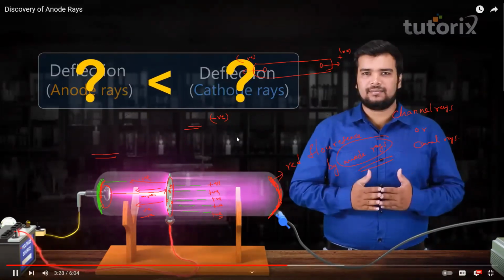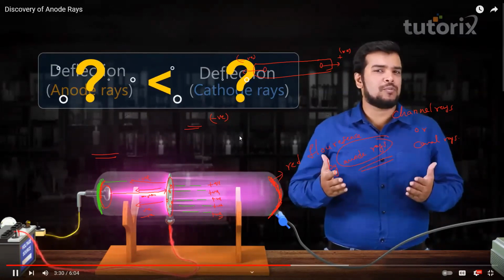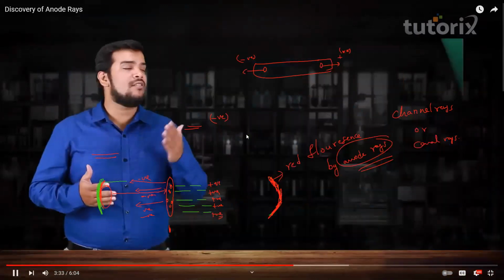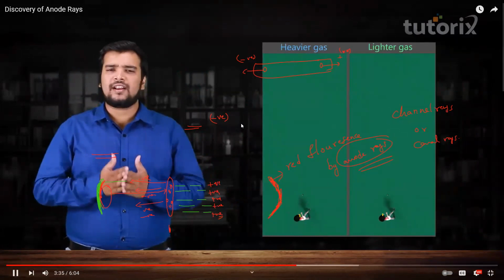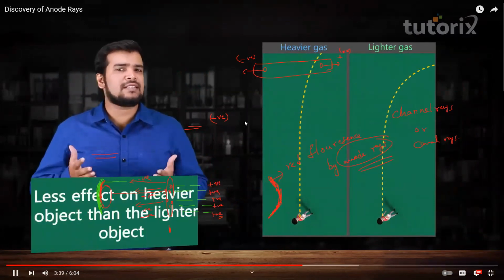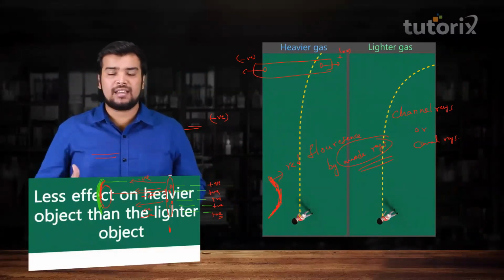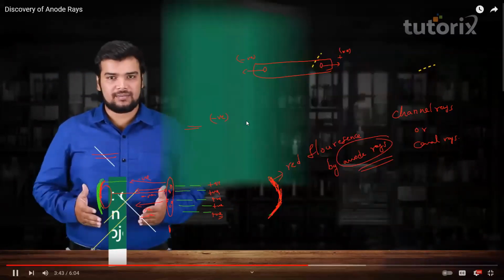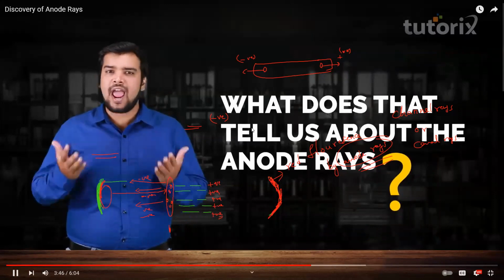But why is that? Well, I want to remind you that we learned in our ball and wind example that the effect of a perpendicular force on a moving particle in a straight line is always less in the case of a heavier object compared to a lighter object. So what does that tell us about anode rays?